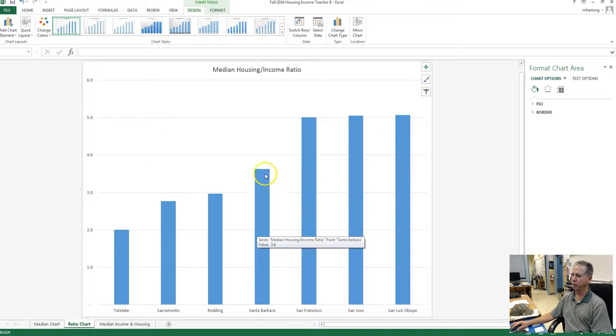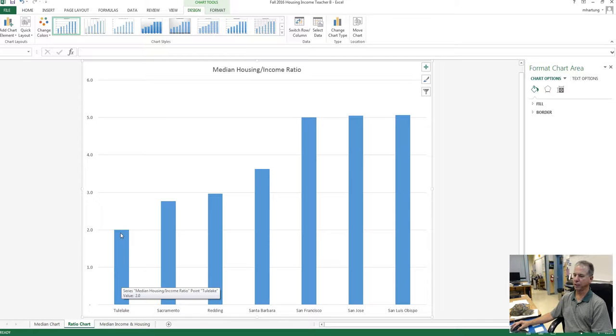If you came here to Santa Barbara, looks like it's about 3 3/4, 3.75 times more. The housing price is 3.75 times more than the annual income. And then down here, Tule Lake. Well, housing in Tule Lake is 2 times the median annual income of the residents for Tule Lake. And so what that means is that the most affordable city on this list is Tule Lake. And so that'll just about conclude the graphing portion of this assignment.